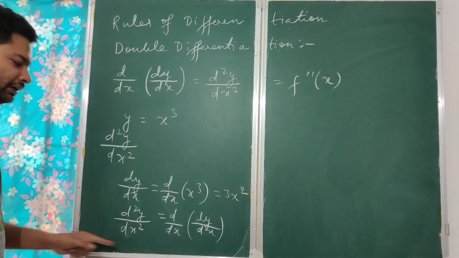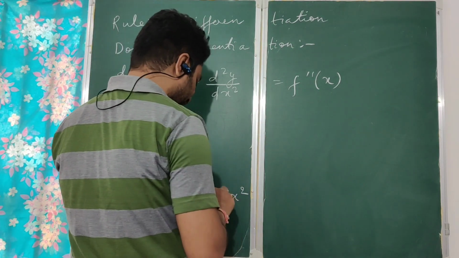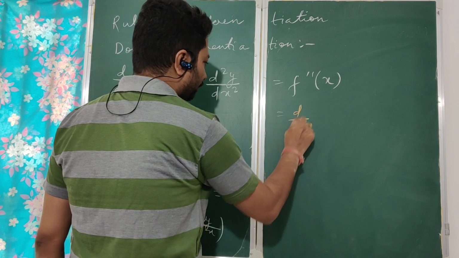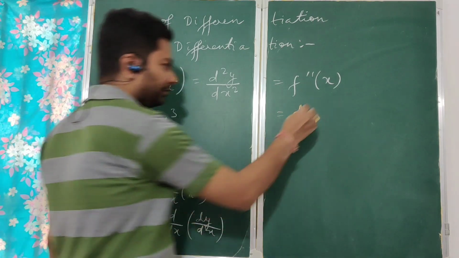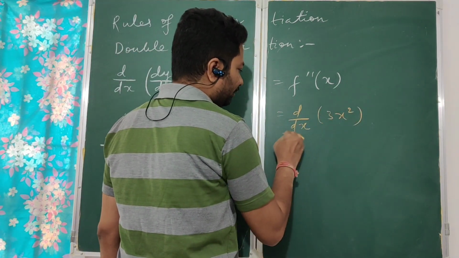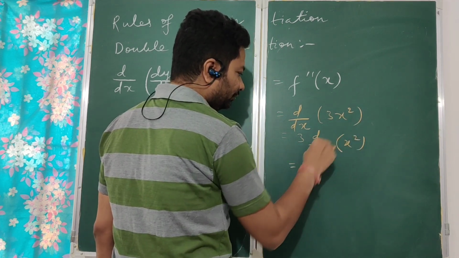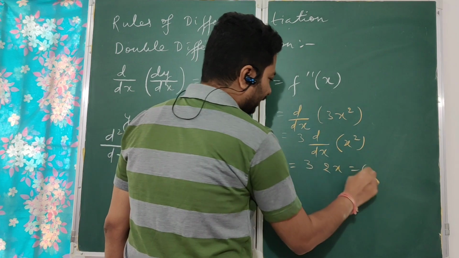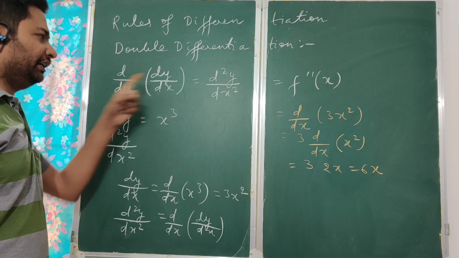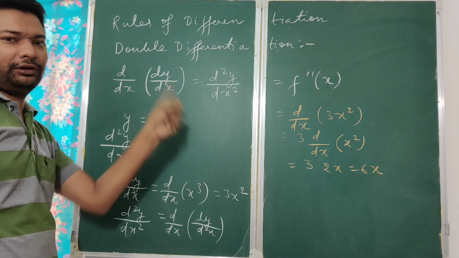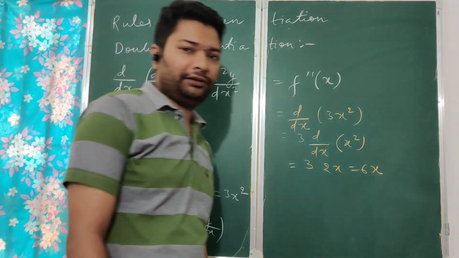Correct? So what is d by dx of dy by dx here? It is d by dx of dy by dx, which we have calculated as 3x square. So it will be 3 d by dx of x square, so it is 3 into 2x, and that is equal to 6x. Similarly, the third order derivative will be d cube y by dx cube, meaning you have to differentiate one more time. That's how you perform double differentiation.